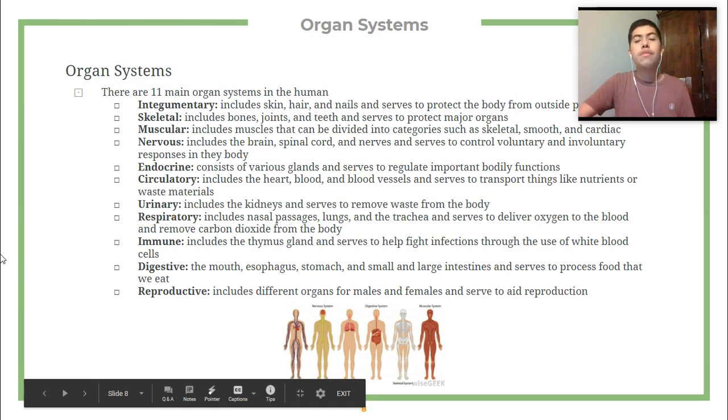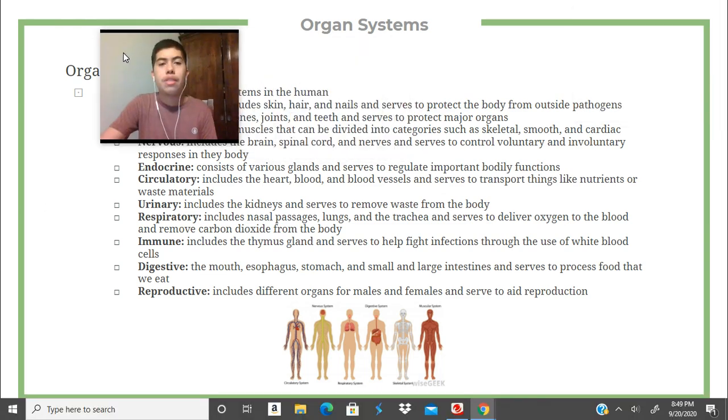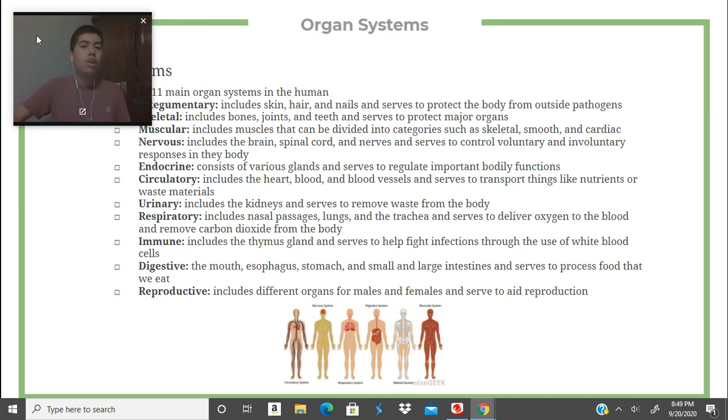So then we have the organ system. There are 11 main organ systems in the human body, and we'll go over them briefly right now because we'll go over a few of the main organ systems in the next 2 weeks, and we'll focus on each one and their role and what they do. So the integumentary system includes skin, hair, nails, and serves to protect the body from outside pathogens. So, we have skin, we have hair, we have nails. The skin protects us from everything around us, and that's important.